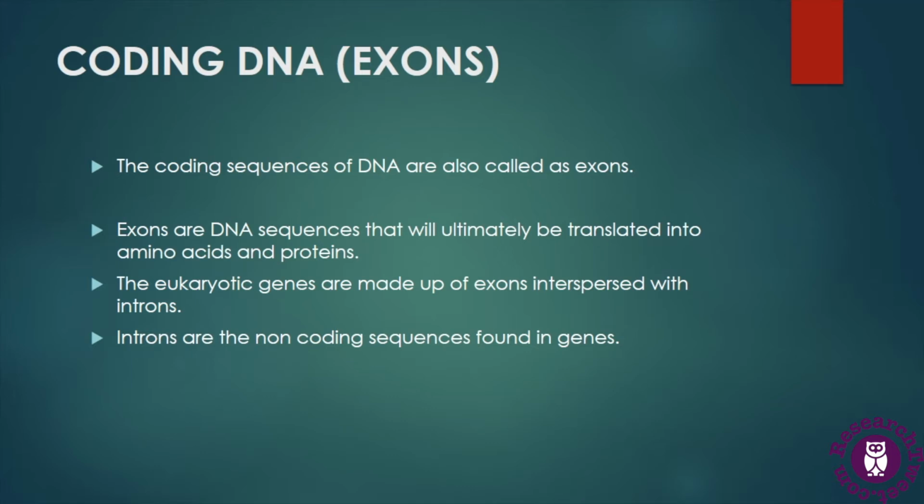The exons are those DNA sequences that have the ability to be translated into amino acids and protein chains. In prokaryotic organisms, there are no introns, but eukaryotic genes have introns interspersed in between exons. Introns are the non-coding sequences found in genes, and these non-coding sequences have no ability to be translated and to synthesize proteins. So they are removed from the mRNA transcript with the help of a process known as RNA splicing.